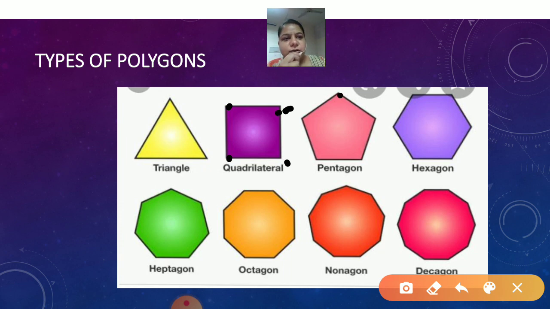In a pentagon, there are five vertices. In a hexagon, there are six vertices, right? So similarly, you can check that the number of sides and the number of vertices in all the polygons are the same.